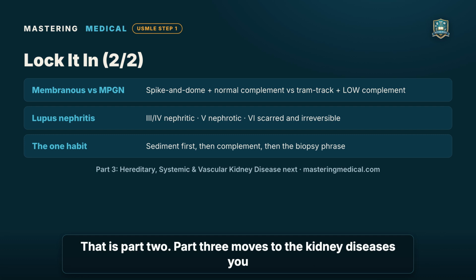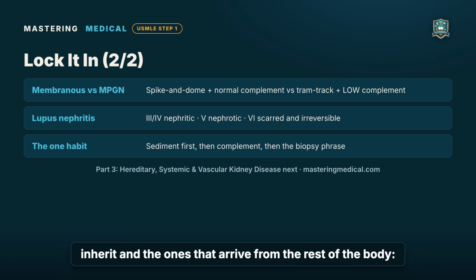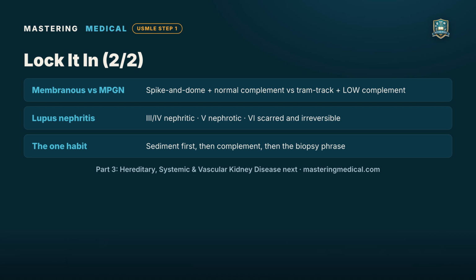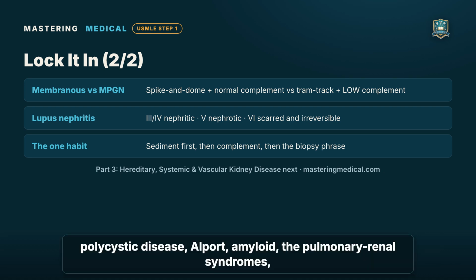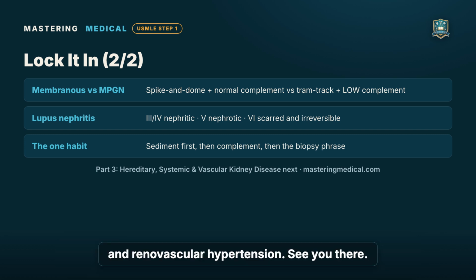Part 3 moves to the kidney diseases you inherit and the ones that arrive from the rest of the body: polycystic disease, Alport, amyloid, the pulmonary renal syndromes, and renovascular hypertension. See you there.